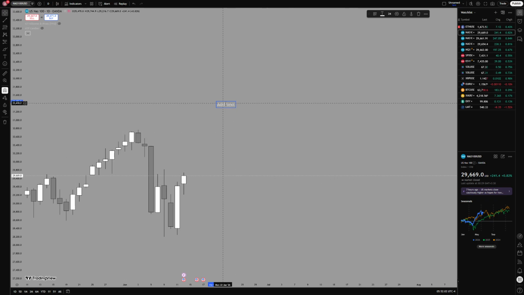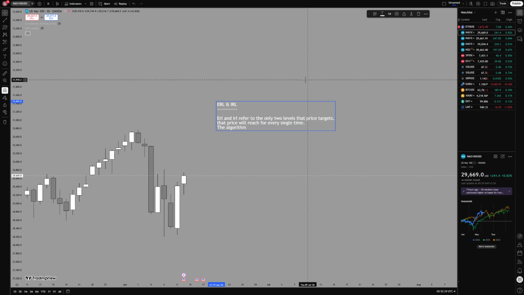Anyway, let's get started with understanding what ERL and IRL are. So, ERL and IRL refer to the only two levels that price targets. The price will reach for every single time.